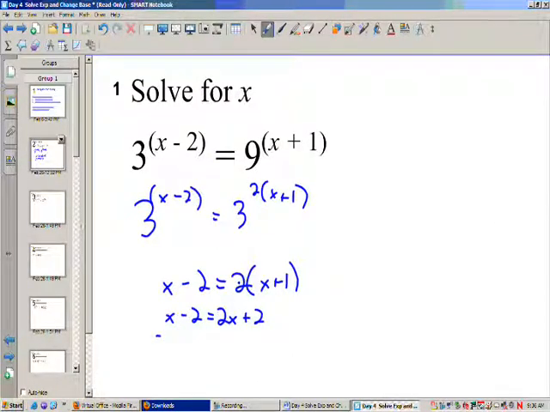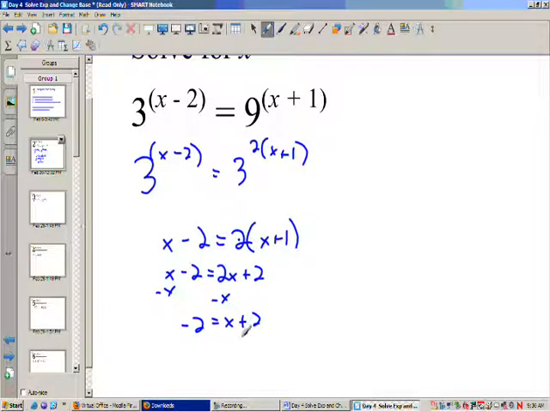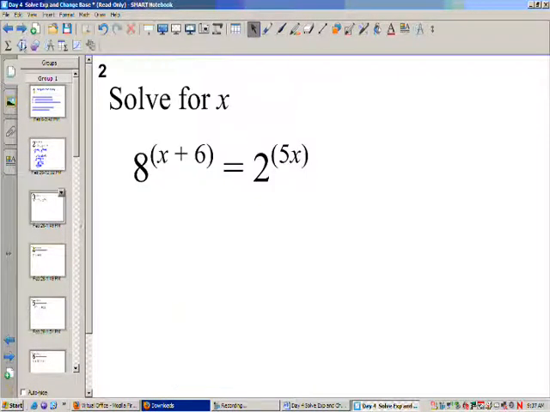And now I would subtract x from both sides, leaving negative 2 is equal to x plus 2. Subtract 2 from both sides, so negative 4 is equal to x. So that is our value of x in this equation. Now see if you can do this one. Pause the video and see how far you get.